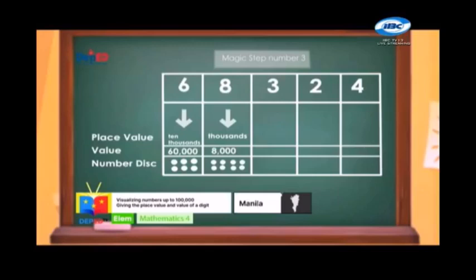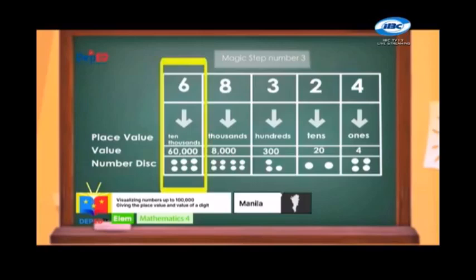Hundreds place is a digit of 3 and is a value of 300, then we will draw 3 discs. 10th place is a digit of 2, and its value is 20. Therefore, we will draw 2 discs. Lastly, 1's place is a digit of 4, and has a value of 4. So we will draw 4 discs. Let me see your work. Well done! There are 6 10,000s, 8,000s, 300s, 2 tens, and 4 ones.